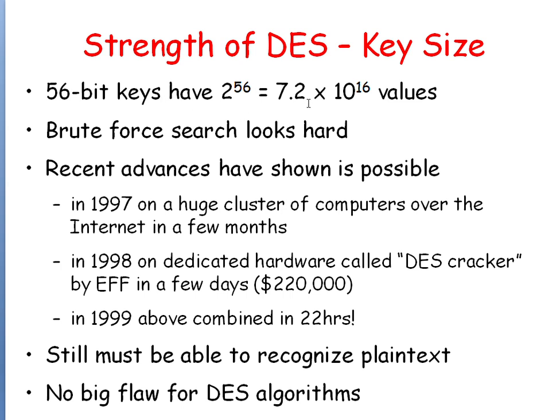So we have 2 power 56, about 7.2 into 10 power 16 values. Brute force search looks hard because checking one by one takes more time. Recent advances have shown it is possible. In 1997, a huge cluster of computers over the internet broke it in a few months. In 1998, dedicated hardware called the DES cracker was used by the EFF to break it in a few days. In 1999, combined efforts broke it in 22 hours. Still, the attacker must be able to recognize the plain text, so there is no big flaw in the DES algorithm.